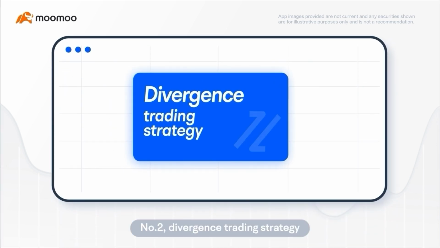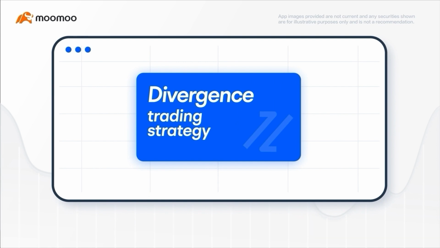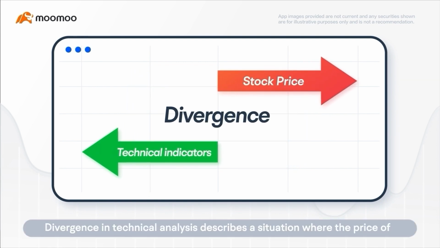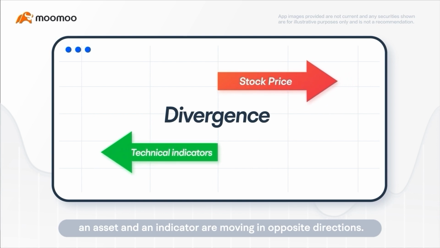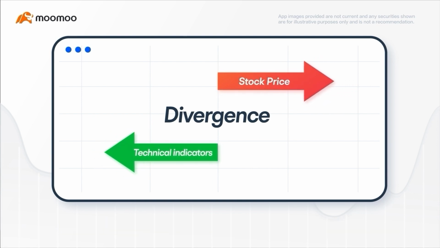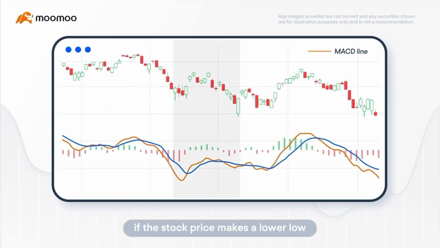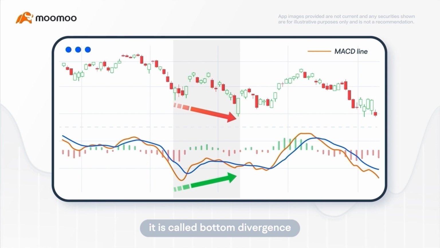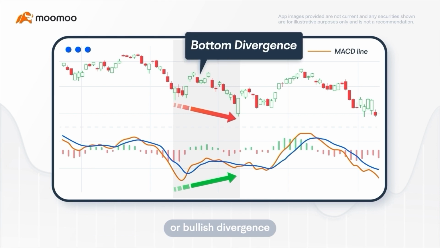Number 2, divergence trading strategy. Divergence in technical analysis describes a situation where the price of an asset and an indicator are moving in opposite directions. In a downtrend, if the stock price makes a lower low, but the MACD line trends higher than the previous low, it is called bottom divergence or bullish divergence, which indicates a potential bullish reversal.